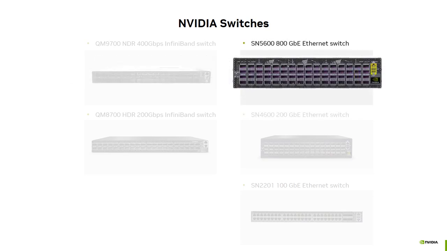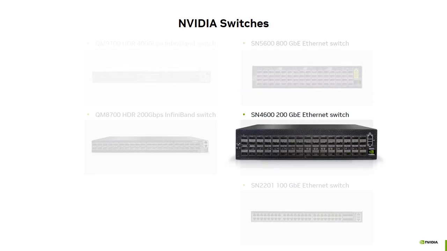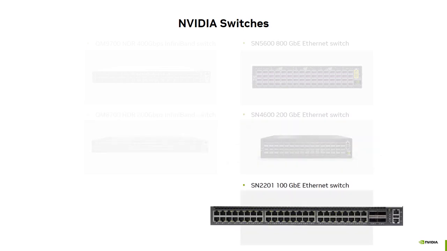The SN5600 Ethernet switch is used for GPU to GPU fabrics and offers speeds between 10 gigabits Ethernet and 800 gigabits Ethernet. The SN4600 is used for in-band management and can also be used for storage fabrics. It offers speeds between 1 gigabit Ethernet and 200 gigabits Ethernet. The SN2201 Ethernet switch is used for out-of-band management connections in the BasePod configuration with speeds between 1 gigabit Ethernet and 100 gigabits Ethernet.